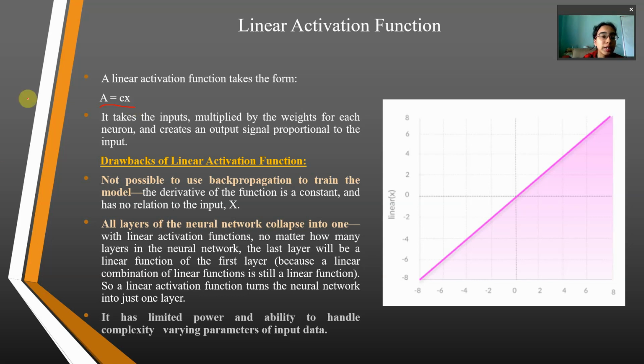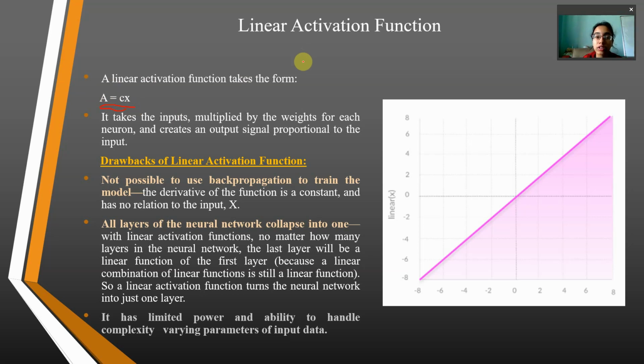Why? Because let us consider this equation A is equal to Cx, right? Now if you find the derivative of A with respect to x, then in this case it will be a constant C, right? So this activation function cannot be used because the derivative cannot be found out in case of linear function, for which it cannot be used in backpropagation. This is the first disadvantage.